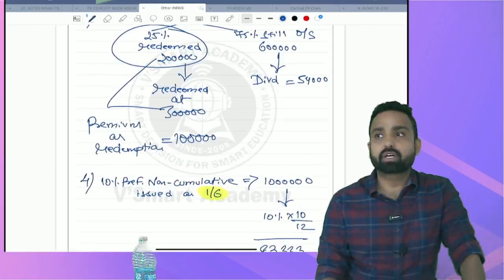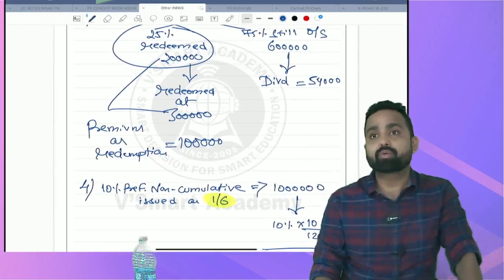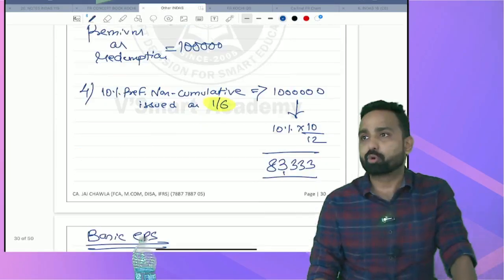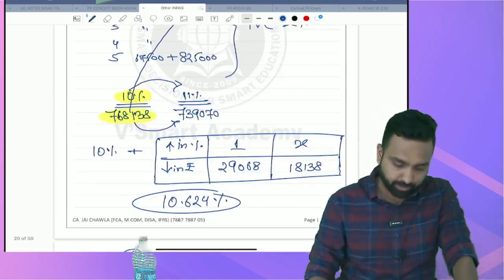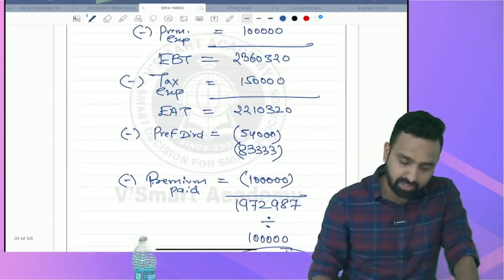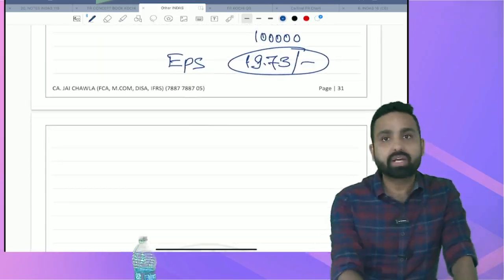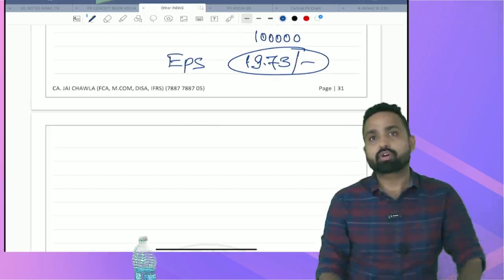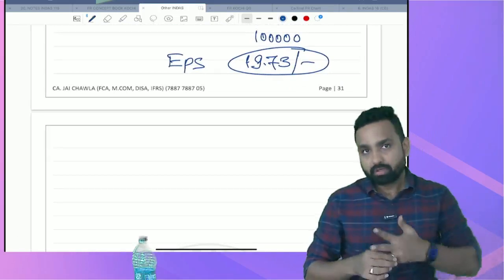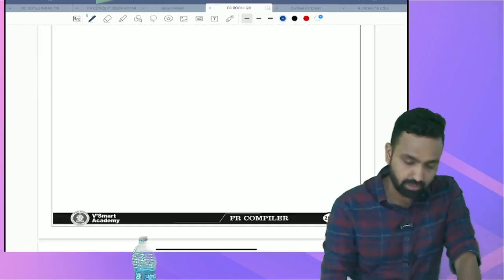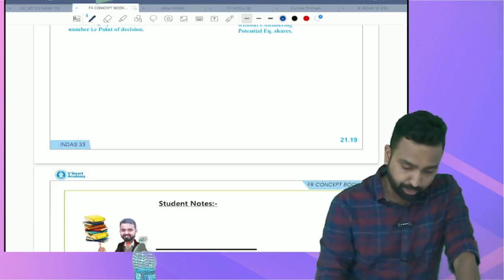Yes, we have discussed the basic earning per share portion, a bit of the basic earning per share portion. Now I am resuming with the same. The question we did for the numerator. Now let's talk about the denominator portion.